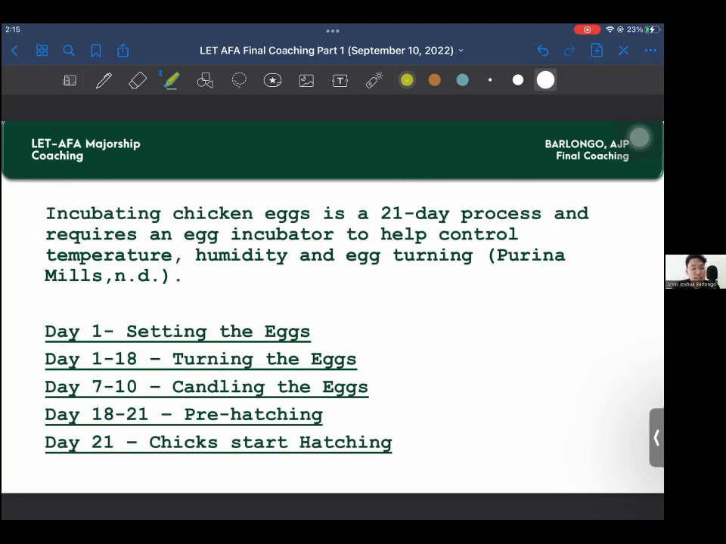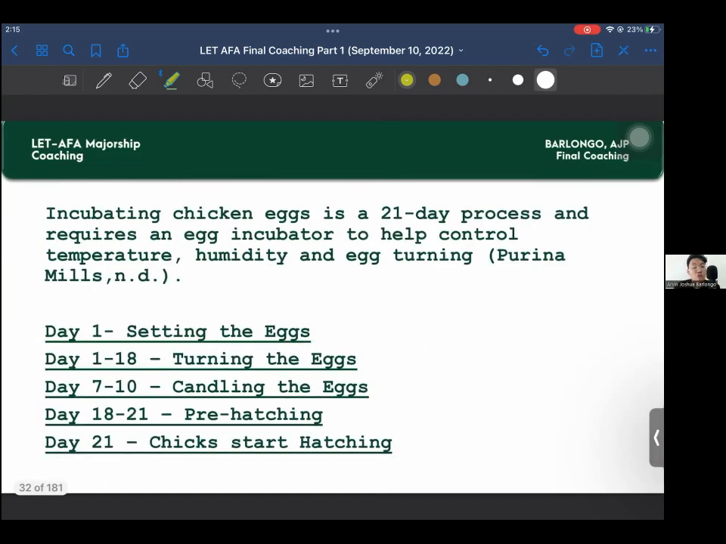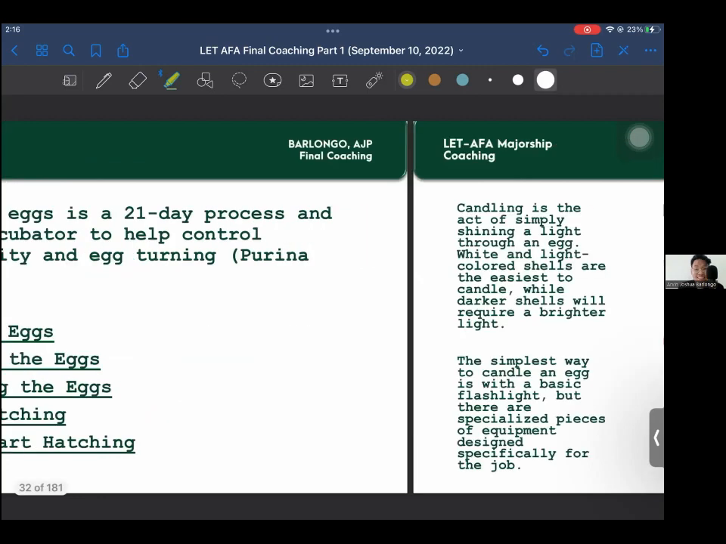From day 7 to day 10, pwede kang mag-conduct ng candling of eggs. Kapag sinabing candling, mamaya i-discuss natin yan. And from day 18 to 21, pre-hatching. During those days, may mga ilan na siguro na lalabas na yung chick sa eggs. And of course, at day 21, it is expected na lahat na ng chicks ay mag-hatch. Lahat na ng egg ay mag-hatch. So, let's go to candling.